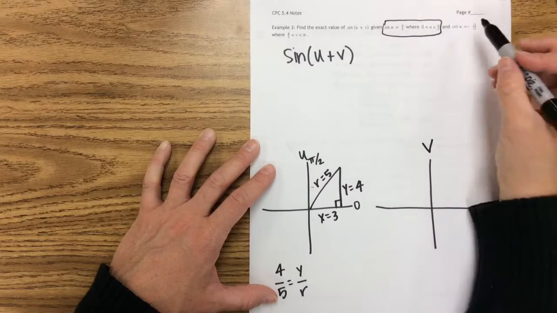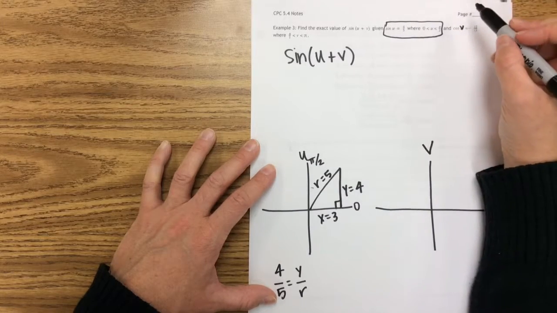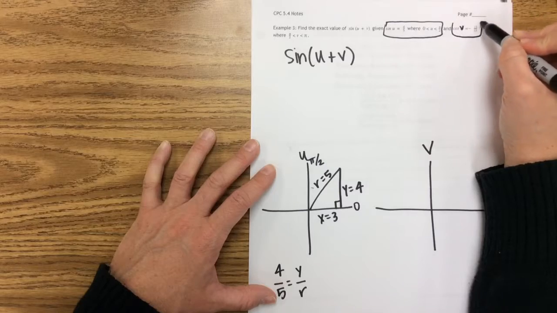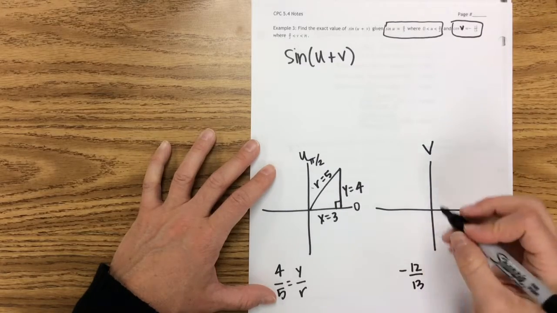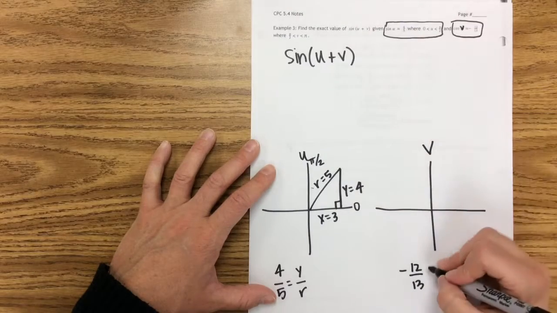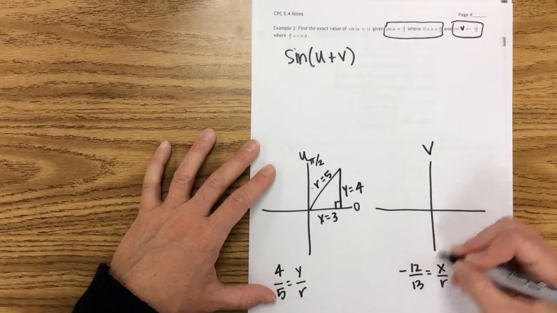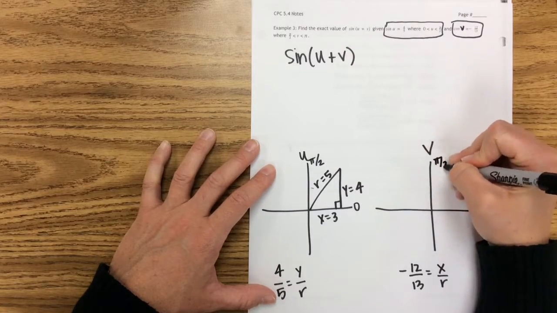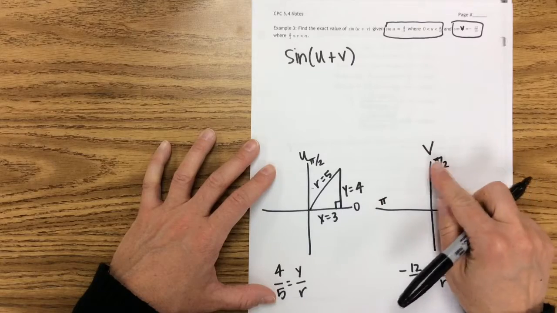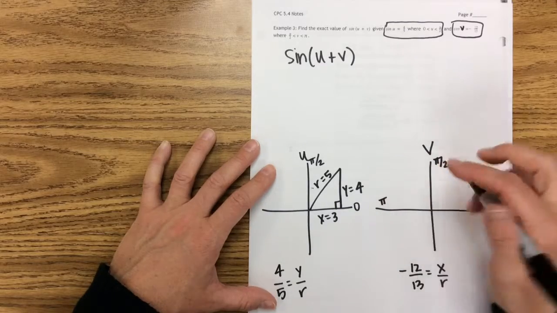When I go and look at v, this should say v, cosine of v. Cosine of v is negative 12/13, and the formula for cosine is x over r, so I know x is negative 12 and r is 13. And then they say v is between pi over 2 and pi. So pi over 2 and pi would be here. It has to be in the second quadrant.